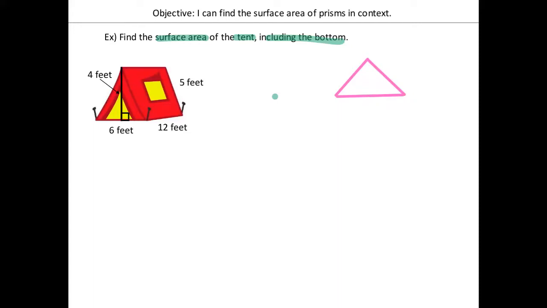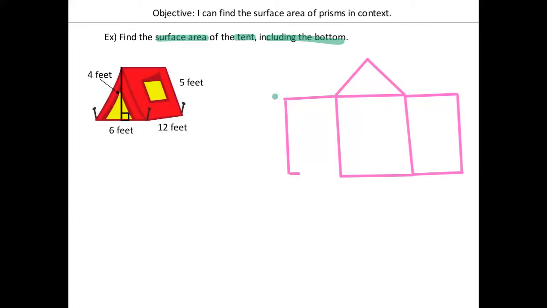And then you're going to draw the sides. The sides are all going to be rectangles. And how many rectangles should I have? 3 rectangles. Good. And how many rectangles you have depends on what shape your base is. If your base is a triangle, it only has 3 sides, so you should have 3 rectangles. If your base is a rectangle, then that means you have 4 sides because the rectangle has 4 sides.